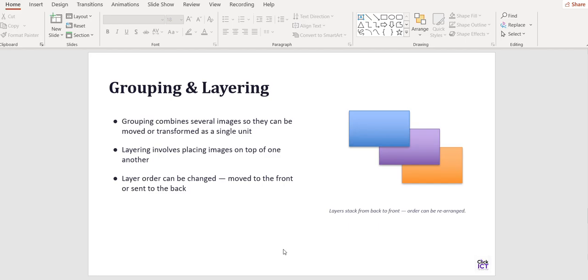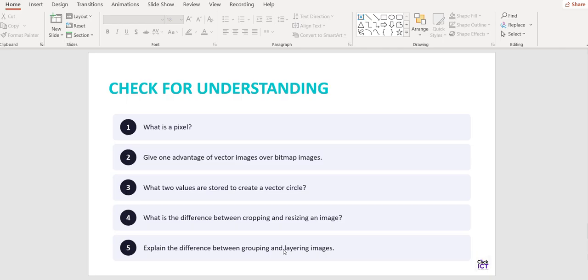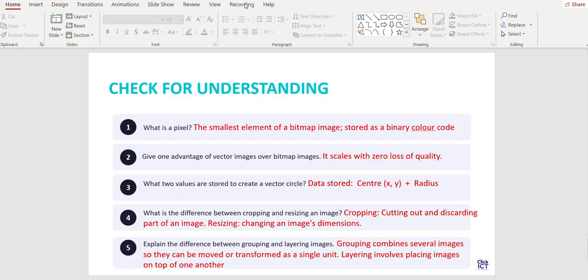And now for a quick understanding check, I want you to pause the video for 2 minutes and try to answer these questions. What is a pixel? Give one advantage of vector image over bitmap image. What two values are stored to create the vector circle? Difference between cropping and resizing an image, and explain the difference between grouping and layering. I hope you answered the questions. These are the answers you can check.